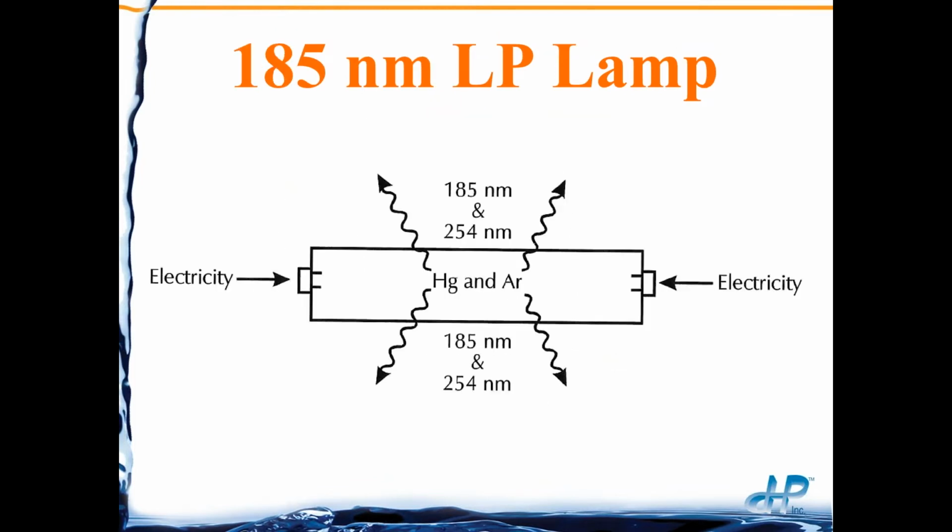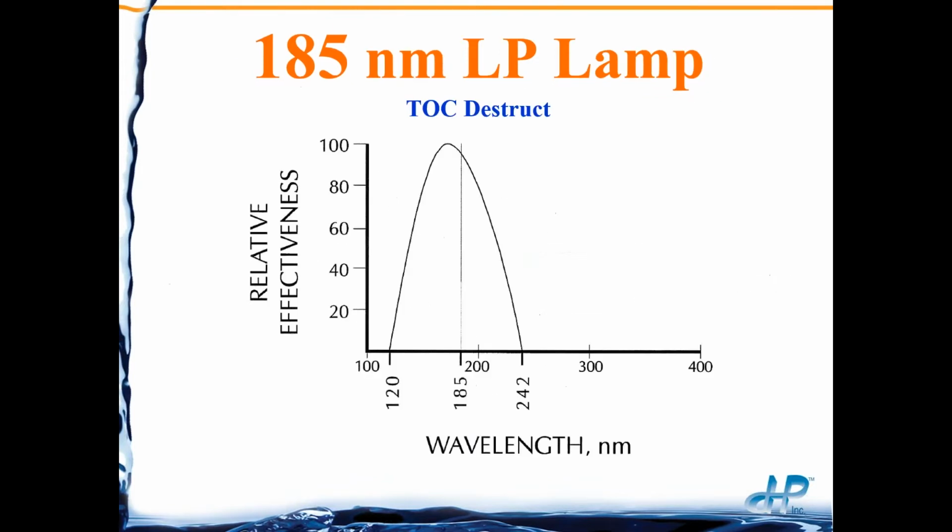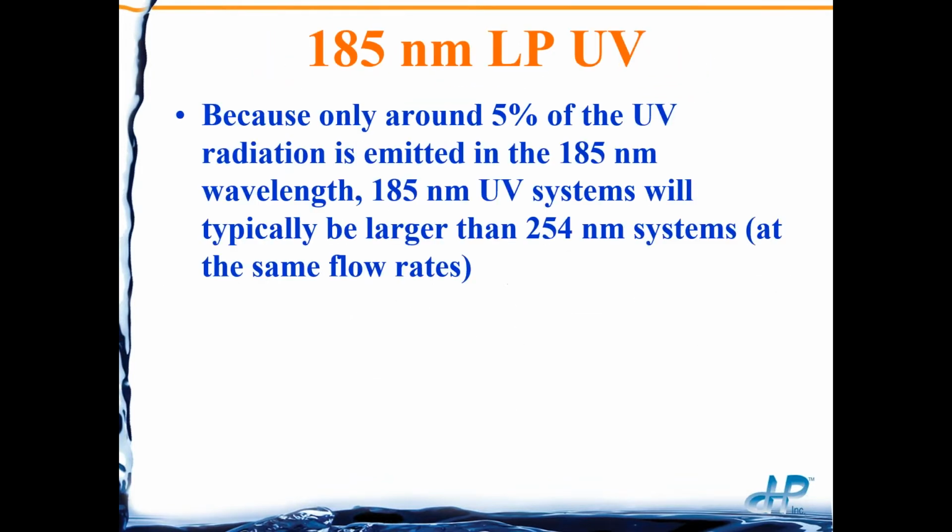If you want to get rid of organics, then you really want 185 nanometer. Well, it's the same lamp, but it doesn't have the dopant in the quartz of the lamp. So you have, again, 5% 185 and 90% 254. But that's going to be good for TOC or organic destruction. But because only 5% of the wavelength coming out is going to be the 185, the 185 nanometer units are going to be much bigger ordinarily.